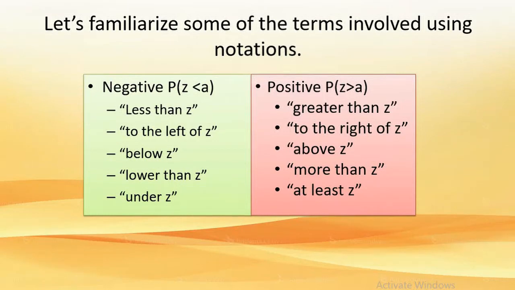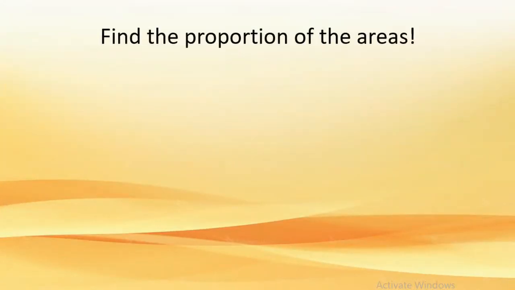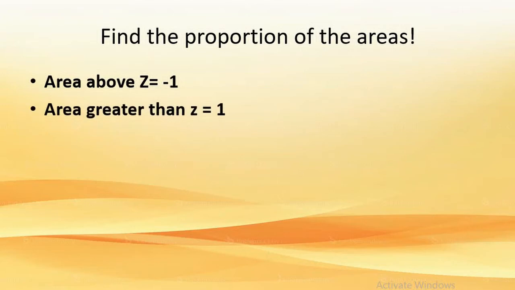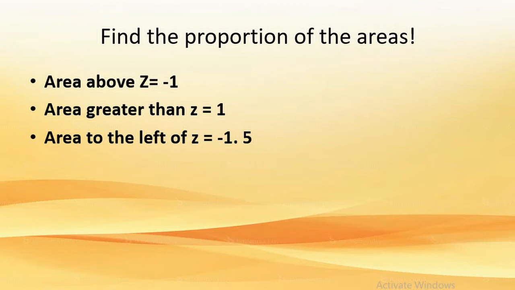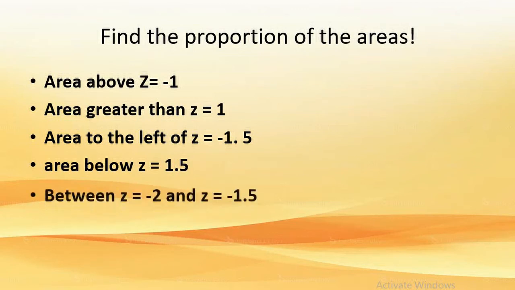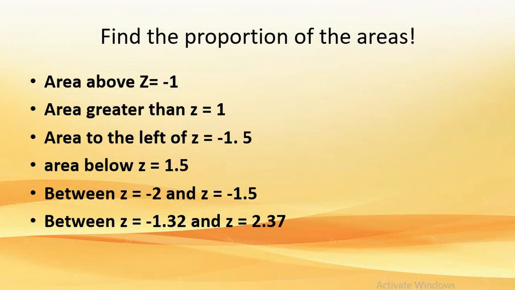Find the proportion of the areas. Area above Z = -1. Area greater than Z = 1. Area to the left of Z = -1.5. Area below Z = 1.5. Between Z = -2 and Z = -1.5. Between Z = -1.32 and Z = 2.37.